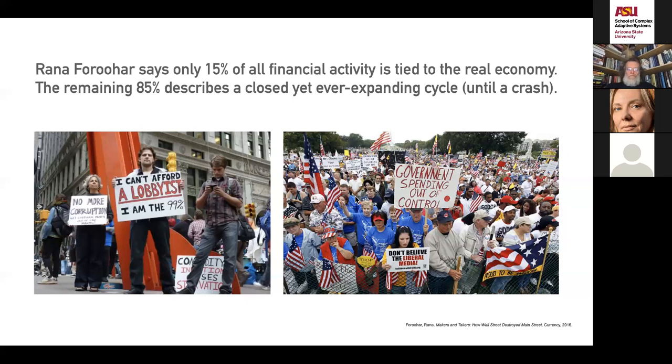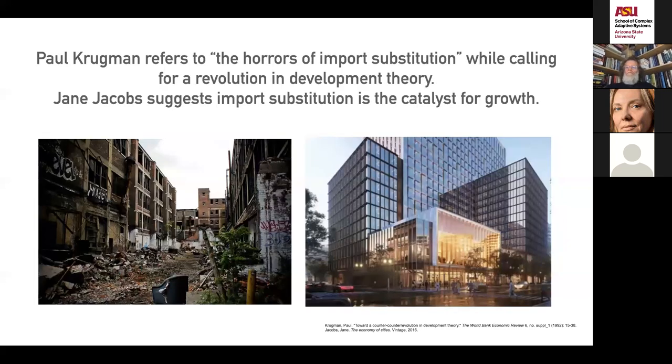All right, next project. And this is a really big one because there's lots of different sub-projects in this. And I think this is where we will distinguish ourselves at ASU in terms of complexity economics. So I'll just give you a little example here, and then we'll talk more about economic development in general. So Paul Krugman, who I believe we all know, a New York Times economics writer, refers to the horrors of import substitution while calling for a revolution in development theory. He published this paper in '92, where he's saying we really need to rethink development theory because what we've got isn't working, but we know that import substitution is not going to be part of that solution.